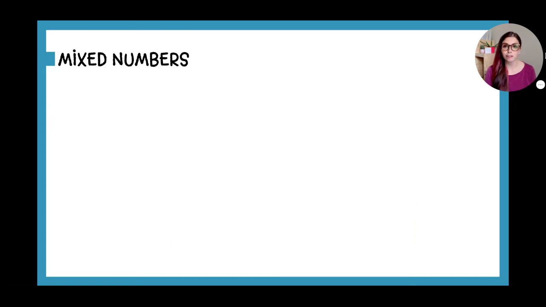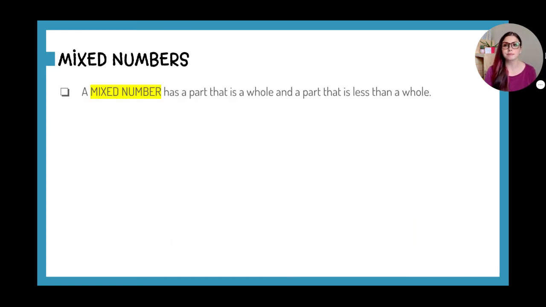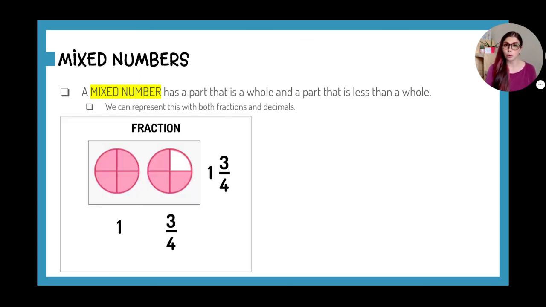All right, one more thing for today, mixed numbers. A mixed number has a part that is a whole and a part that is a fraction. It's like combining whole numbers with fractions or decimals. So let's take a look at a couple. We can represent it both ways.